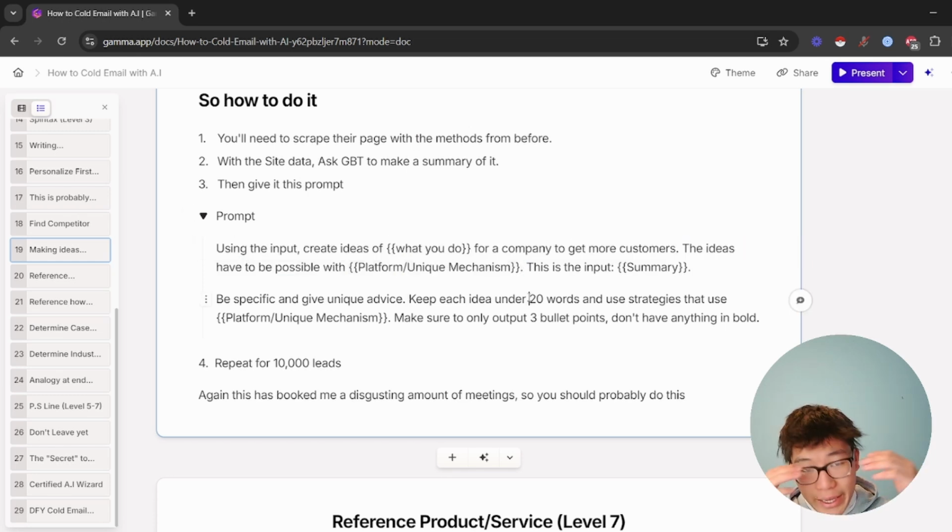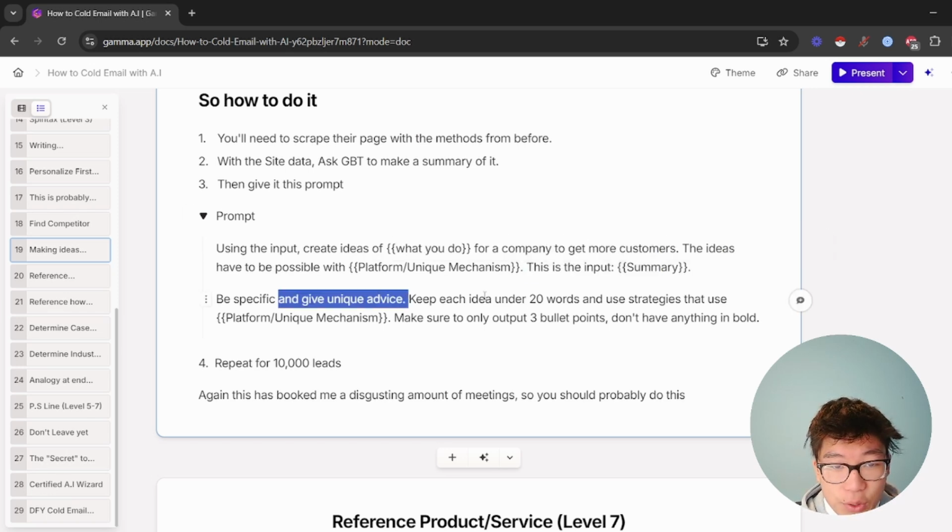So let's say you're running ads or something. You say the ideas have to be possible with Facebook or Meta ads. Like it has to be possible. This is the input, and you give the summary. Be specific and give unique advice. Keep each idea under 20 words and use strategies that use the platform's unique mechanism.